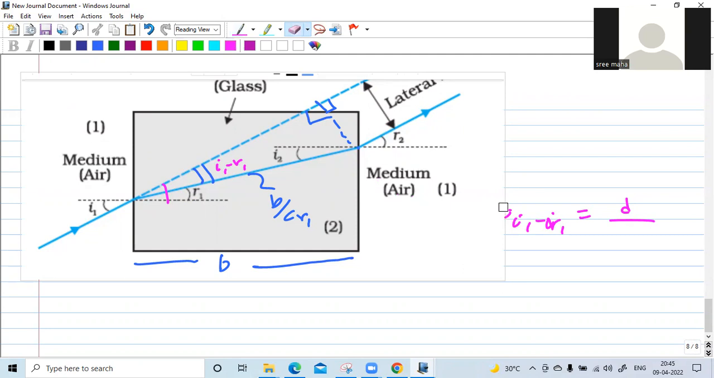Sine. It will be opposite by hypotenuse, d divided by the hypotenuse, that is d by B by cos r1. So d is B into sin of i1 minus r1 divided by cos r1.